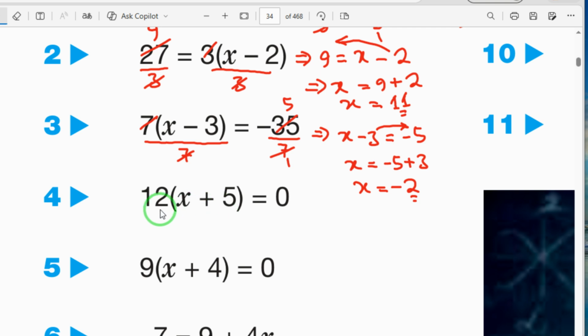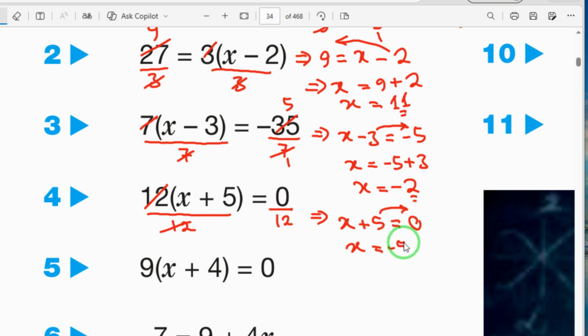Question number 4. First we divide by 12. Here 12 simplified directly by 12, only remain x plus 5 equal to 0 divided by 12 give us 0. Then x equal to 0, we carry this 5 to the right side, become negative minus 5.